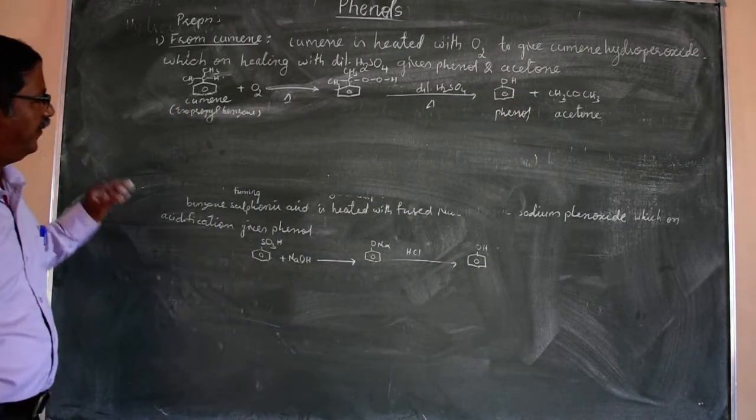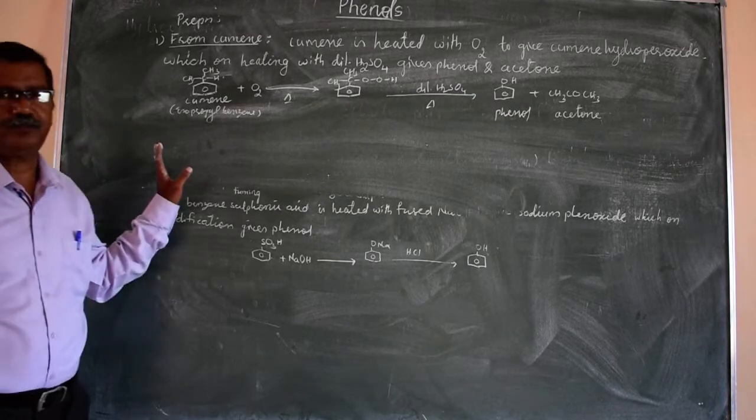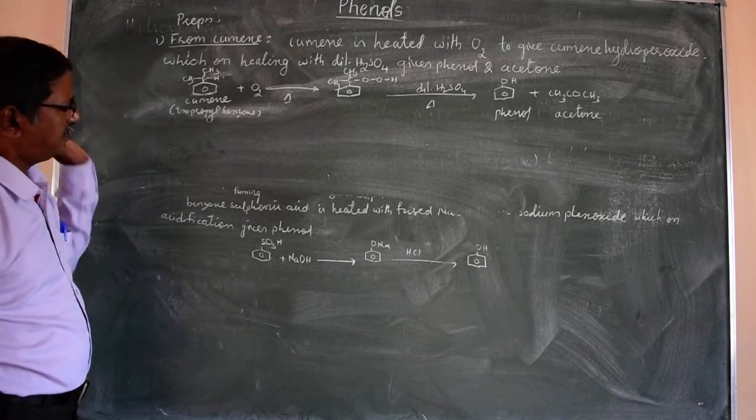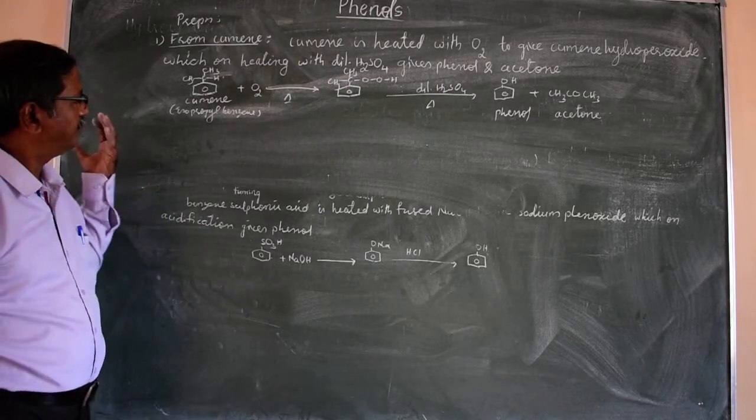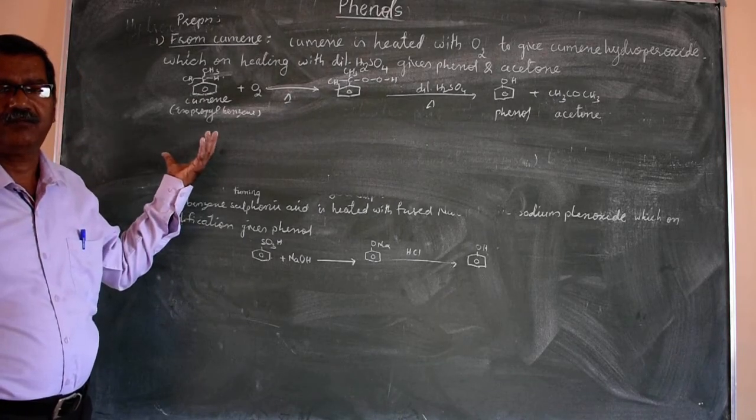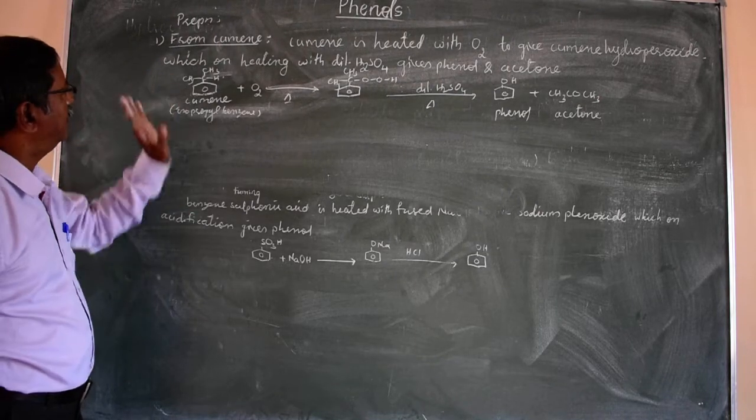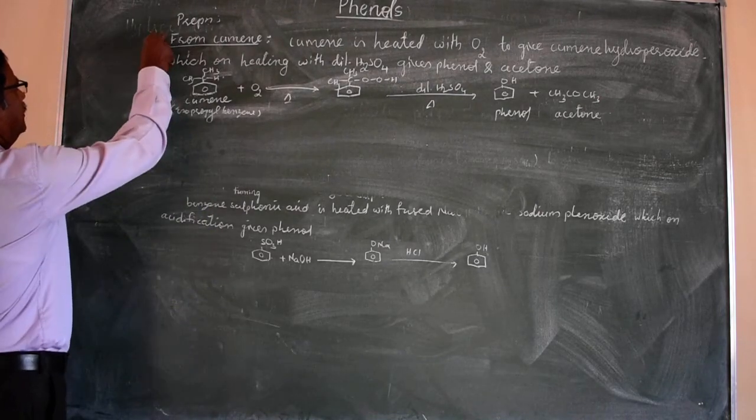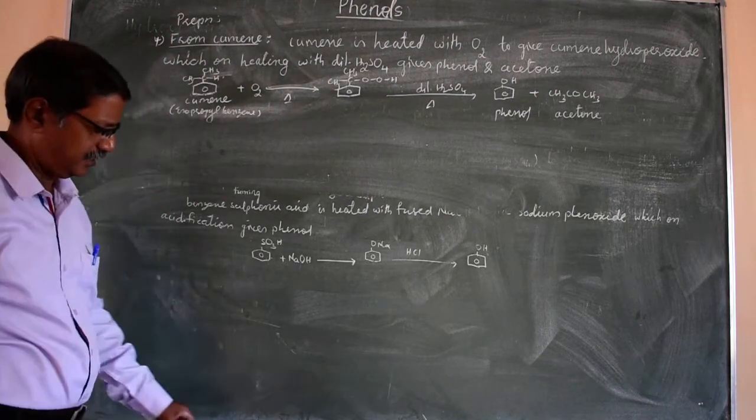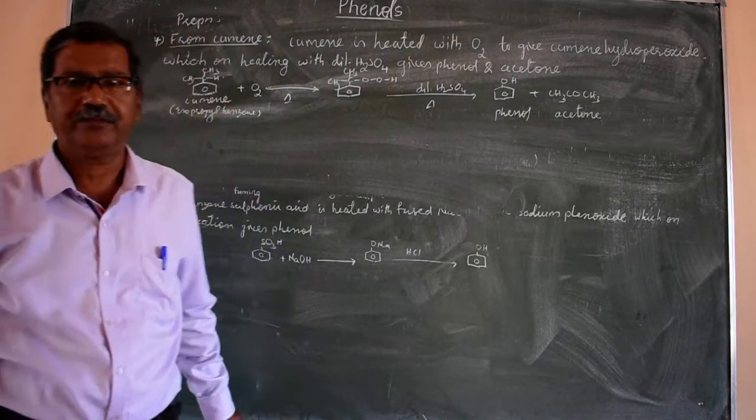So these are the different methods you are using to prepare phenol. One is from chlorobenzene, second one is from BDC, third one is from benzene, and fourth one is from cumene. These are the four methods you are using to prepare phenol.